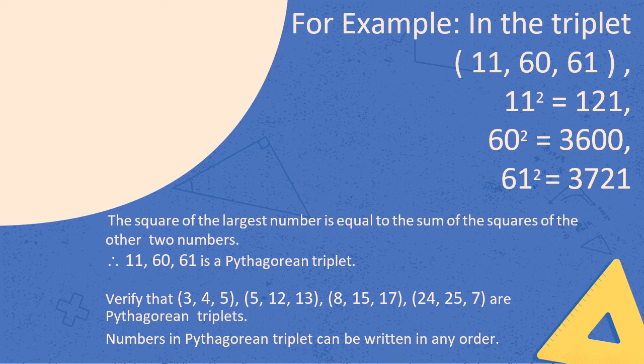Now, for your benefit, for your testing purposes, I have given you some numbers here. 3, 4, 5. That's very easy, isn't it? Don't you think? What is 3 square? 3 square is 9, 4 square is 16, and 5 square is 25. So you say that 9 plus 16 is 25, which is actually correct. So 3, 4, 5 is a Pythagorean triplet.